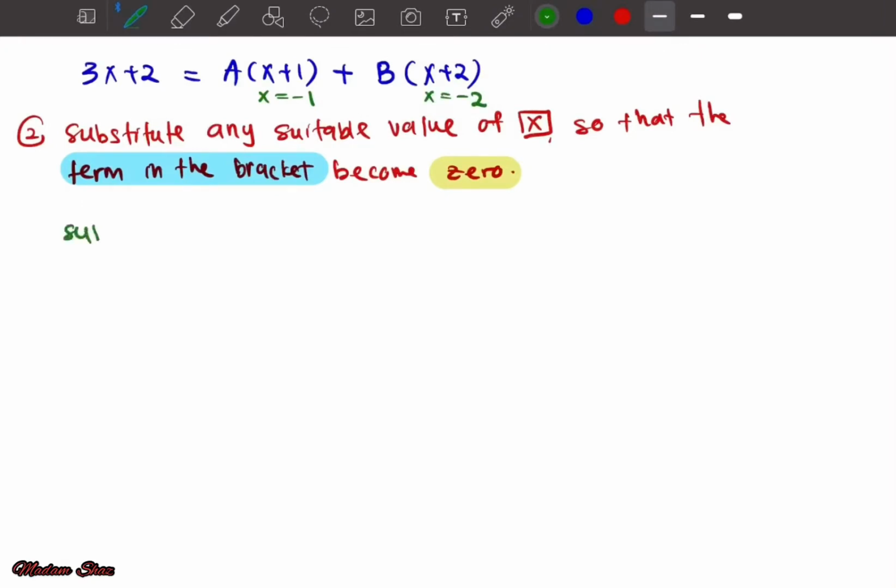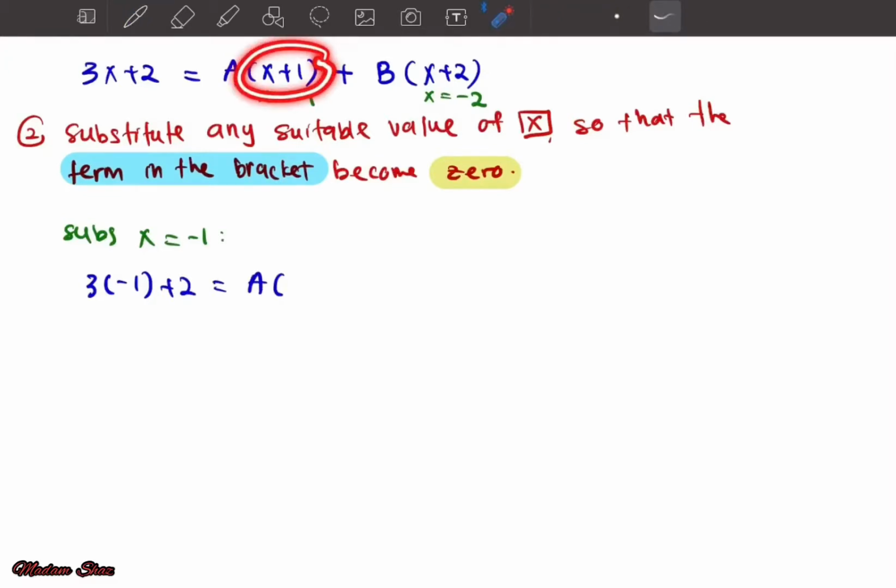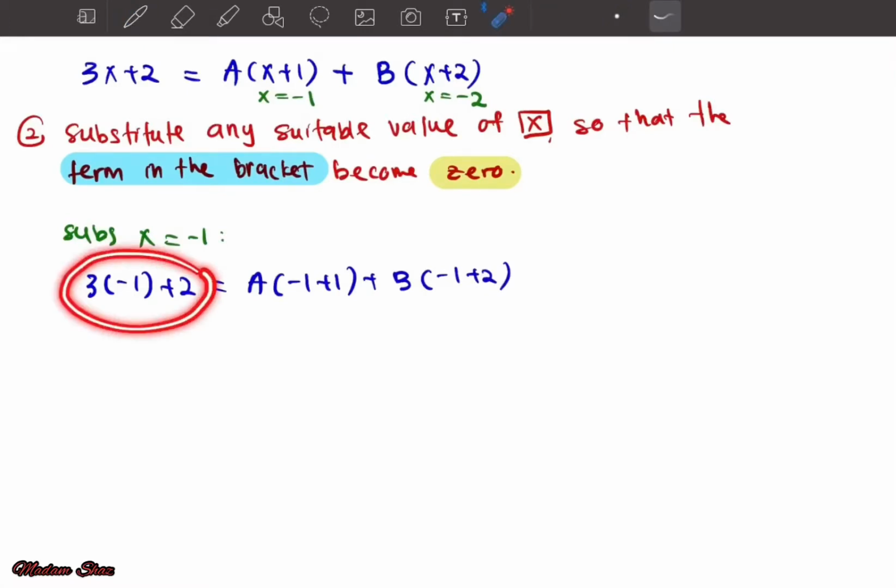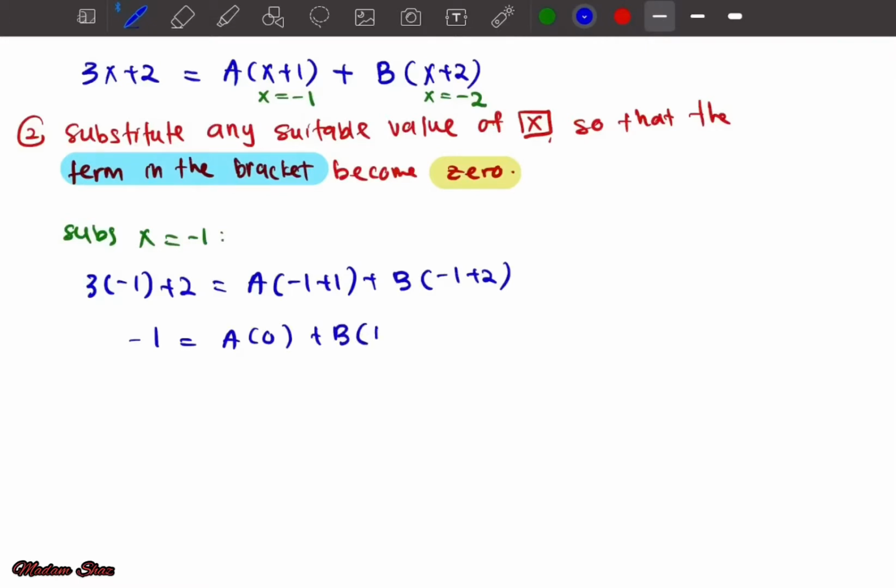So substitute x equal to -1. So any position of x will become -1. 3x plus 2 will become 3 multiplied by -1 plus 2, which is equal to A multiplied by x plus 1, -1 plus 1, plus B multiplied by x plus 2, -1 plus 2. So now you have to simplify. 3 multiplied by -1 plus 2 will become -1, equal to A multiplied by 0, plus B multiplied by 1. So therefore B is equal to -1.